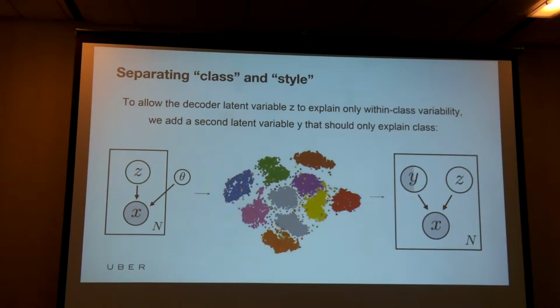And the way that we're going to do that is we're going to explicitly add a second latent variable y, in addition to our latent code z that we had before. And y should only explain class, or to the best of our ability, should account for all of the variability between clusters that you see here. So ideally, in this picture the colors would be all muddled up. You wouldn't see all the reds off in this corner and none over here. It should all be muddled up if we were to just visualize the z's.